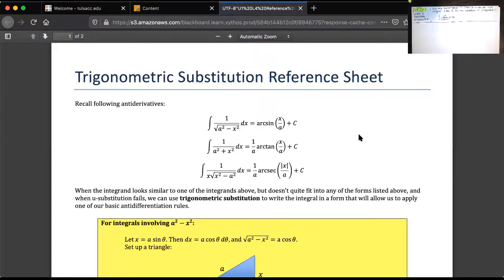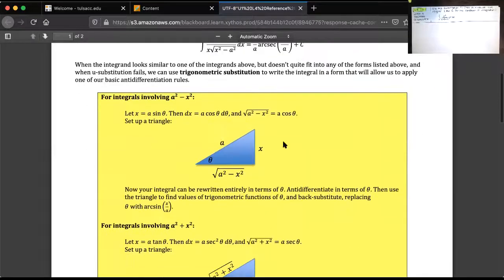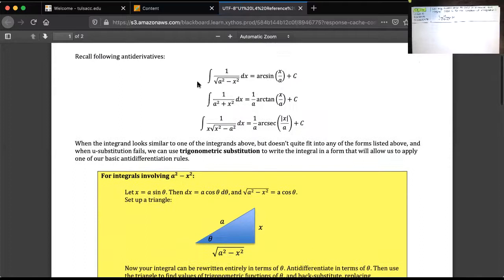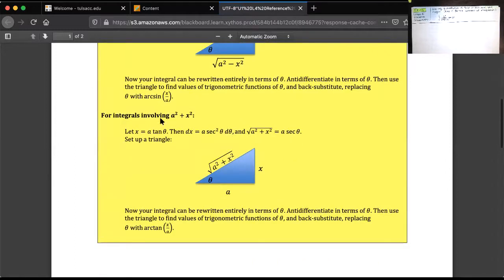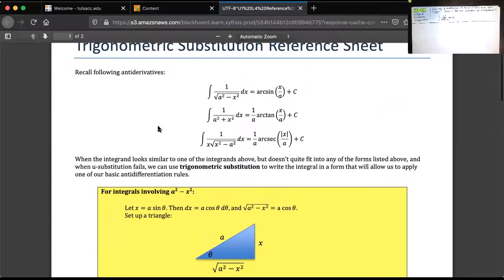And it tells you what to do. It says, for integrals involving a squared minus x squared, make a sine substitution, because that kind of looks like our arcsine integrand. Or if the integrand involves an a squared plus x squared, that is where you make a tangent substitution, because it kind of looks like our tangent or our inverse tangent integrand.